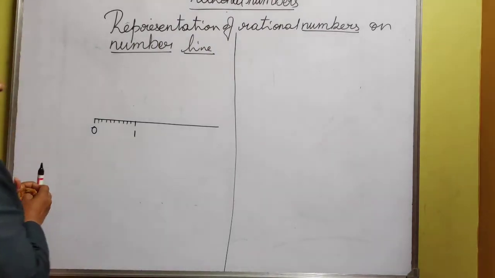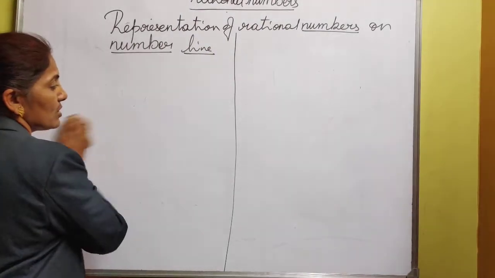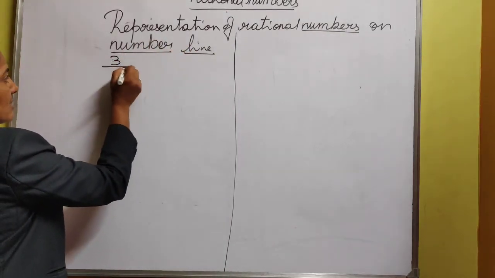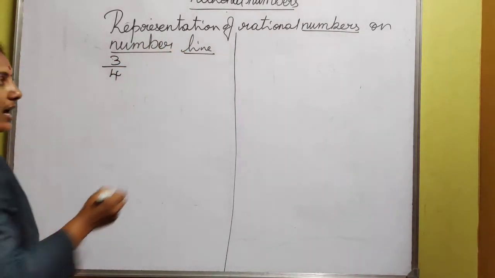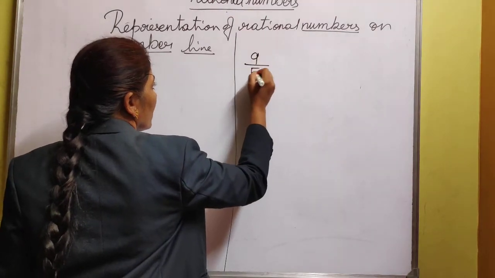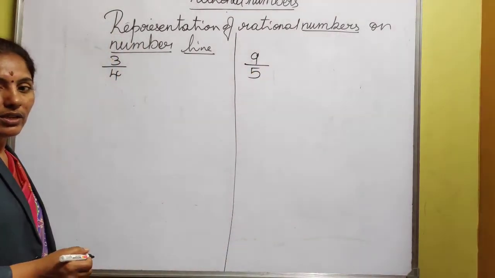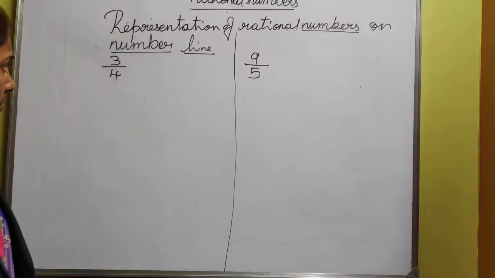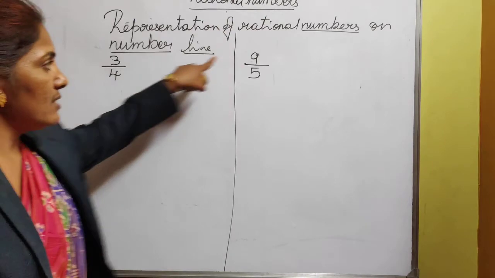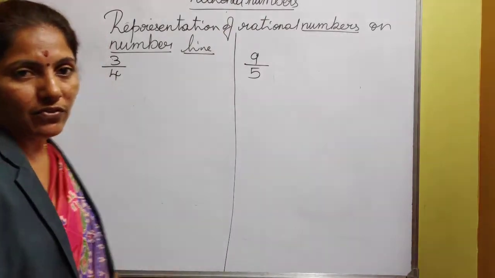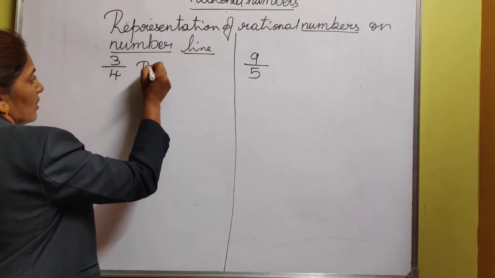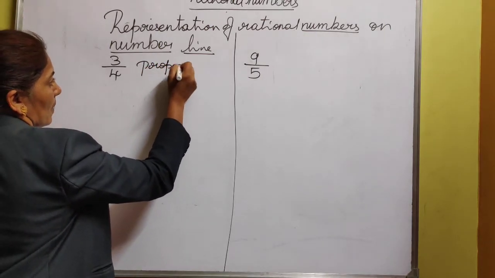And here also we are going to represent the rational numbers on the number line. A small example. See, I consider this as 3 by 4, and here I am going to consider this as 9 by 5. You can observe here, 3 by 4 is a proper fraction, whereas 9 by 5 is an improper fraction. This is what you have to know. See, 3 by 4 is a proper fraction.